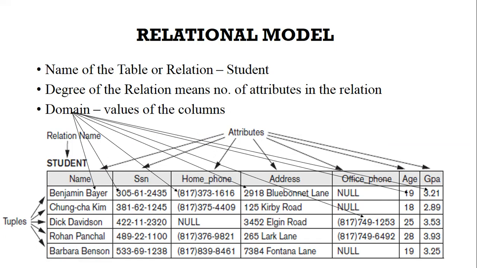The degree of a relation means the number of attributes in the relation. So how many attributes are present in this relation? Name is one attribute. SSN is another attribute. Home_phone is one attribute. Address is one attribute. Office_phone is another attribute. Age is an attribute. GPA is an attribute. So totally 7 attributes are here, so the degree of the relation is 7.